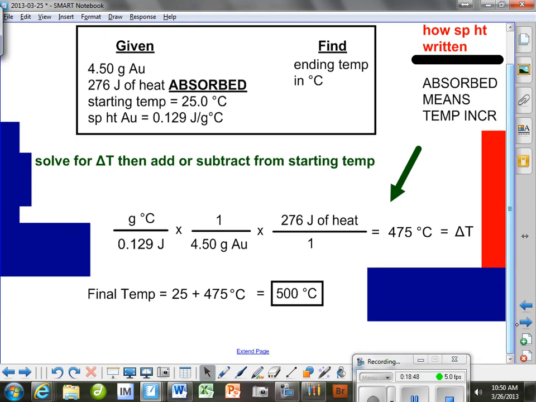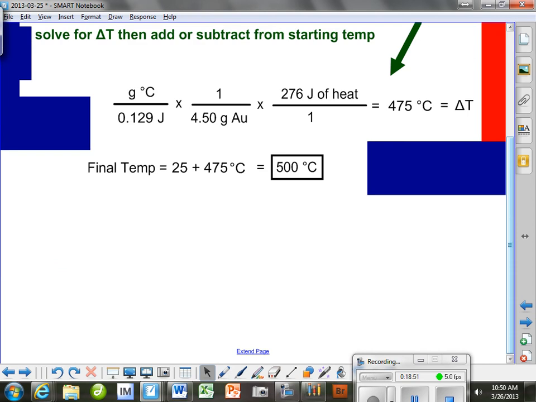Are you all writing? Now you've got it. Have you been writing this down? How do you expect to do the problems tonight?